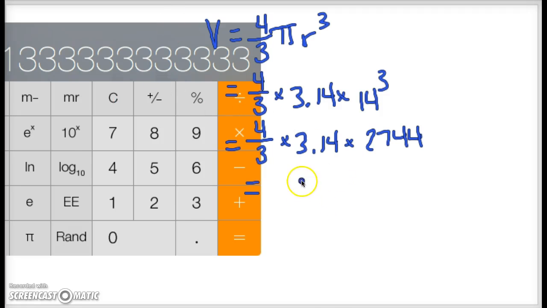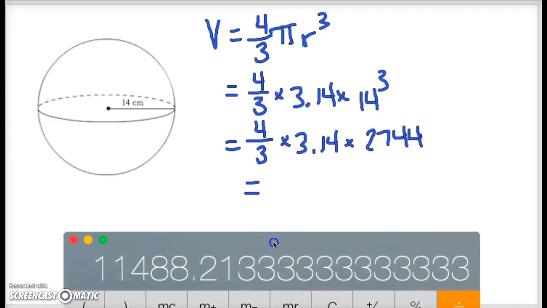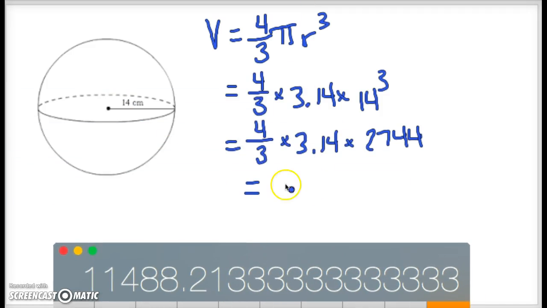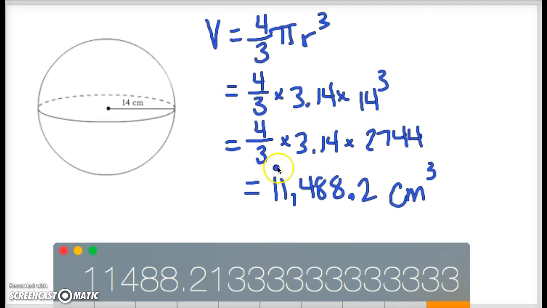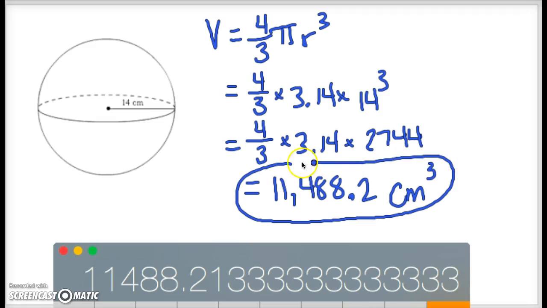So your volume of this one, you get a great big number. We have 11,488.2, we'll just leave it at that. And again, centimeters cubed. So again, really with a sphere it's easy because there's only one number that you need to plug in.